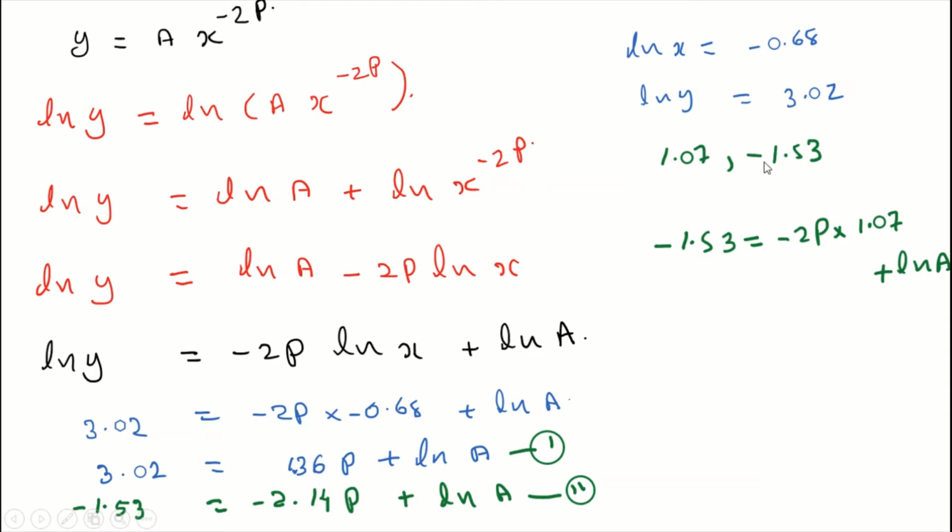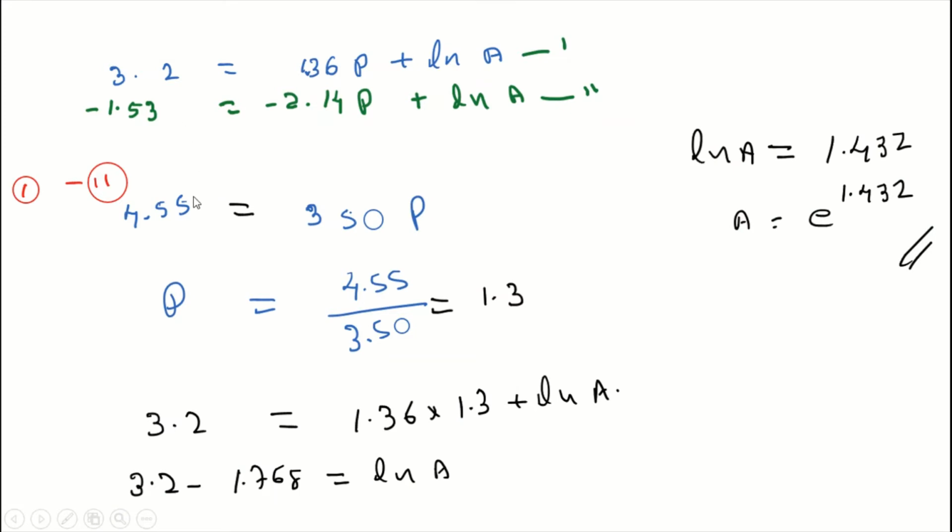So when you apply the other point, you get another equation. This is the other point, 1.07 comma minus 1.53. You get another equation. That equation is minus 1.53 equals minus 2.14p plus ln a. Now you want a and p. If you subtract these two, ln a goes off, and then you can find the value of p like this.